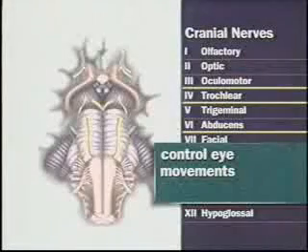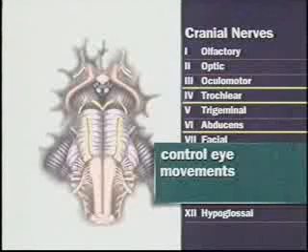Cranial nerves 3, 4, and 6, the oculomotor, trochlear, and abducens nerves, control eye movements. Because these nerves work together so closely, they're examined as a group. The oculomotor nerve is also responsible for pupillary constriction and raising the upper eyelid.